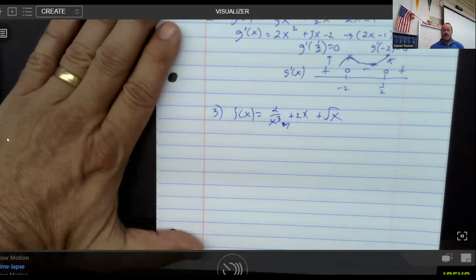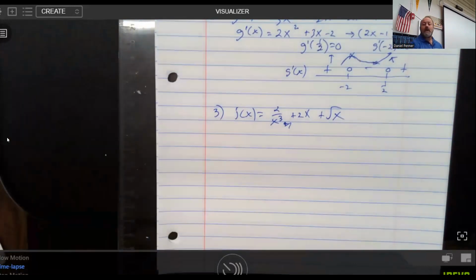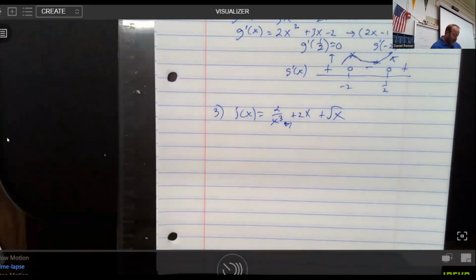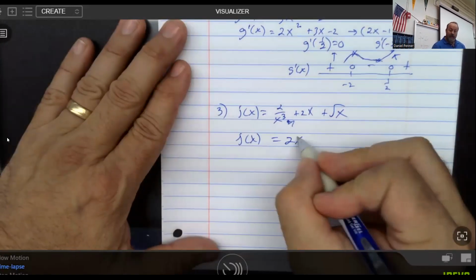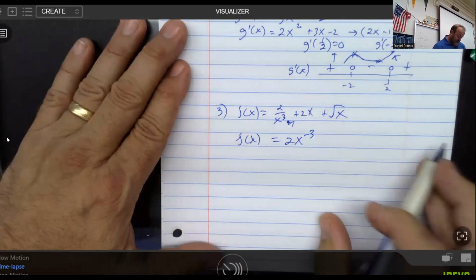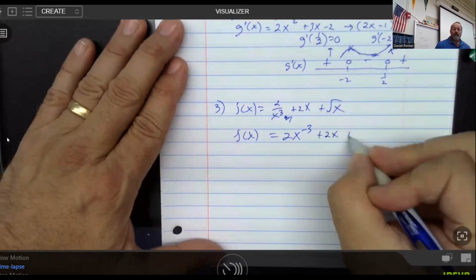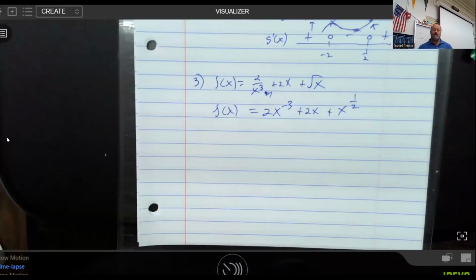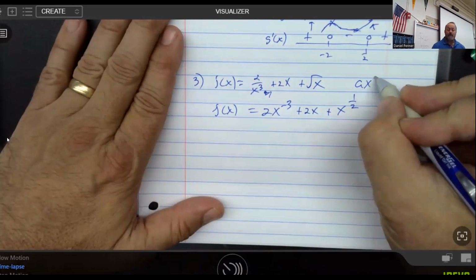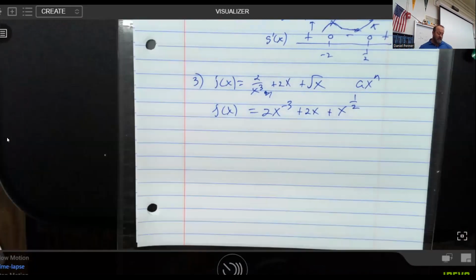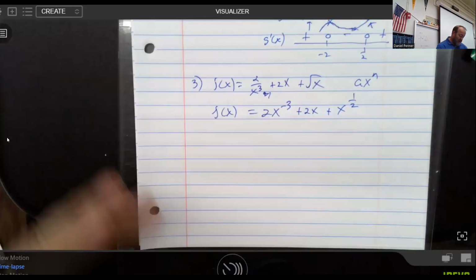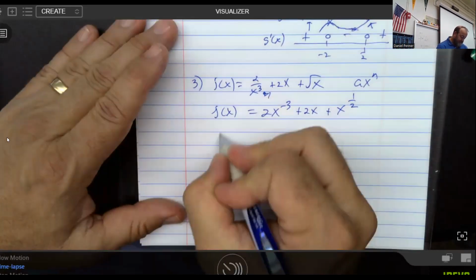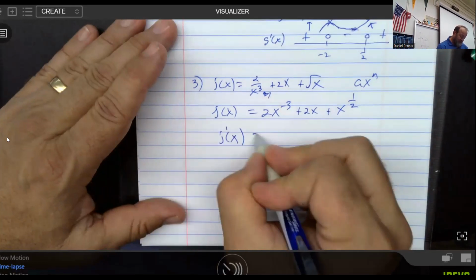Now, first things first, that isn't set up to look like the power rule is supposed to be looked at. So what I'd like to do first is rewrite that as 2x to the negative 3 plus 2x plus x to the 1/2. The first thing we want to do is make it look like the power rule, which is ax to the n or ax to the k power. This didn't look like that, nor did this, so I wanted to explicitly make that happen. So when I look at j prime, I would get negative 6x to the negative 4.